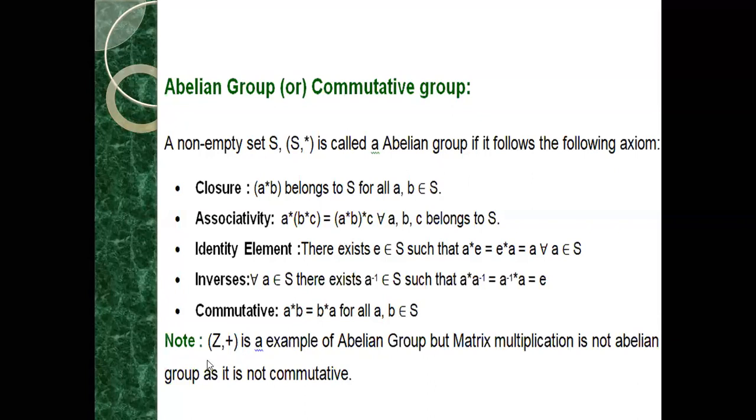So here, an example for an abelian group is integers with binary operation plus. Matrix multiplication is a group, but matrix multiplication is not an abelian group because a into b is not equal to b into a. Matrix multiplication does not satisfy the commutative property, ab not equal to ba. So that's why matrix multiplication is not an example for an abelian group. Okay.